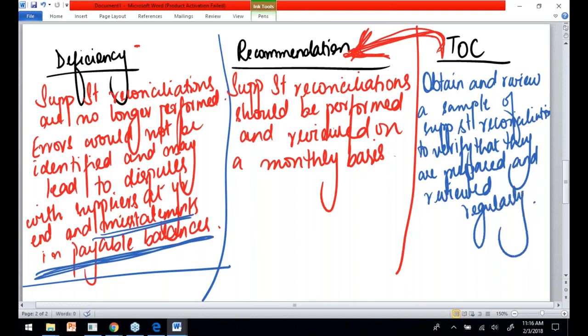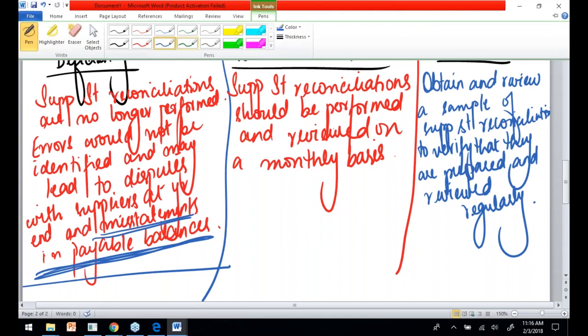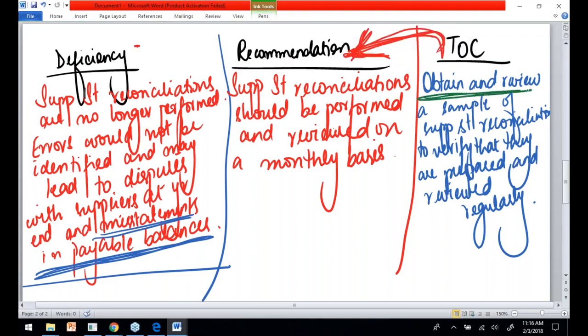All right. The best part about this is you can check this yourself. The verbs being obtain and review. Exactly what? A sample of supplier statement reconciliations. Why? To verify that they are prepared and reviewed regularly. A verb, a what, and a why.